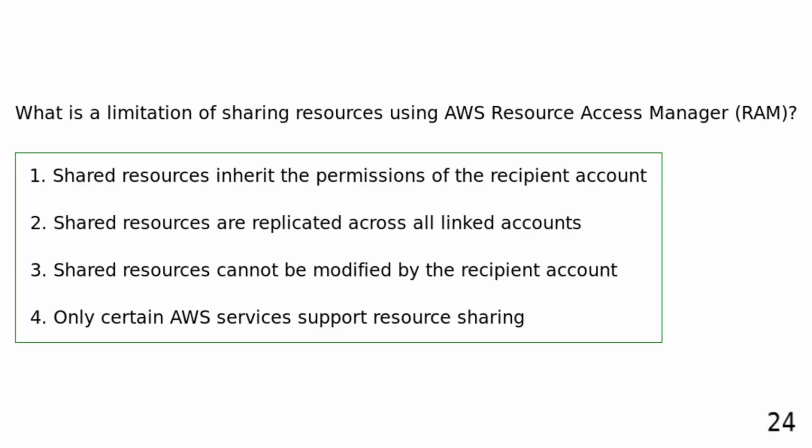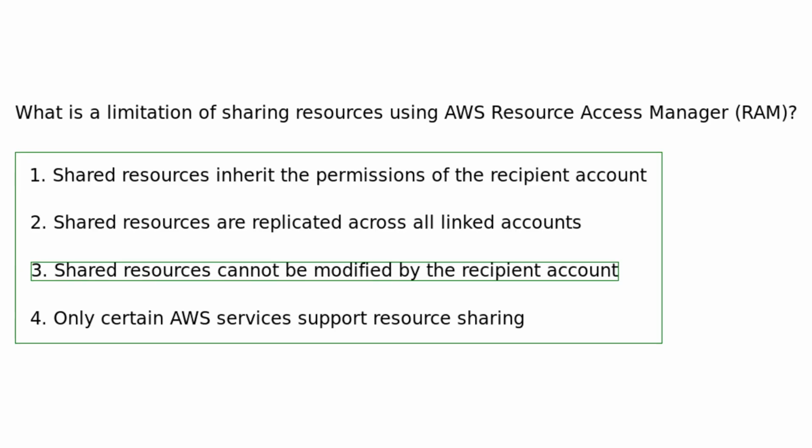What is a limitation of sharing resources using AWS Resource Access Manager? Shared resources inherit the permissions of the recipient account. Shared resources are replicated across all linked accounts. Shared resources cannot be modified by the recipient account. Only certain AWS services support resource sharing. A limitation of sharing resources using AWS Resource Access Manager is that shared resources inherit the permissions of the recipient account, which may affect access control.